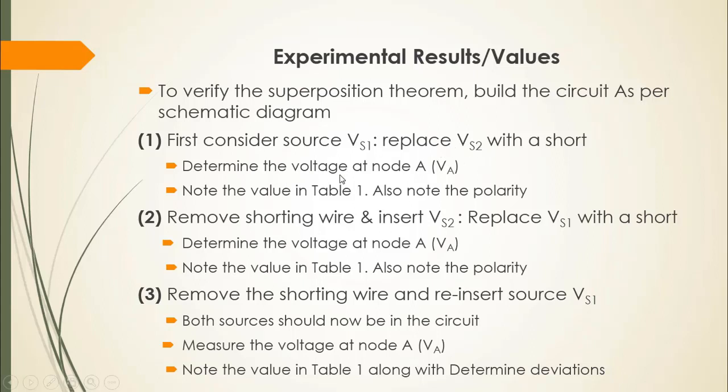Now, determine the voltage at node A. We have to find V2 or VA by inserting a DMM in parallel with the R2 resistance. And we will note these values in table 1.